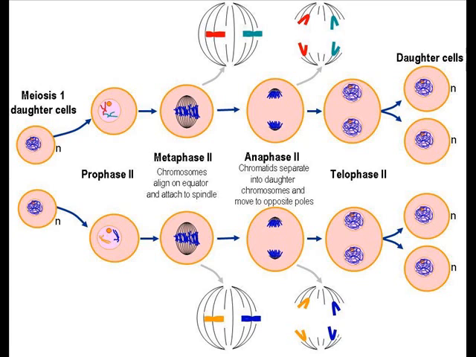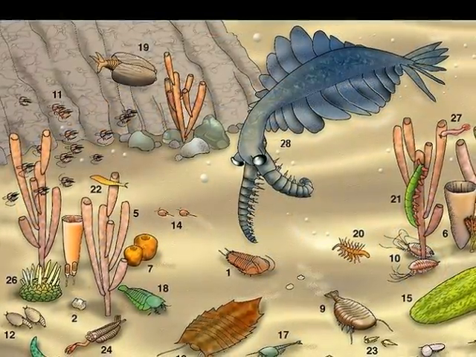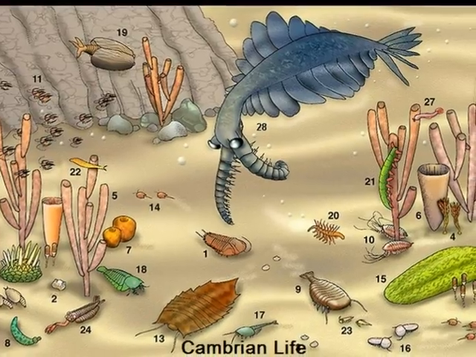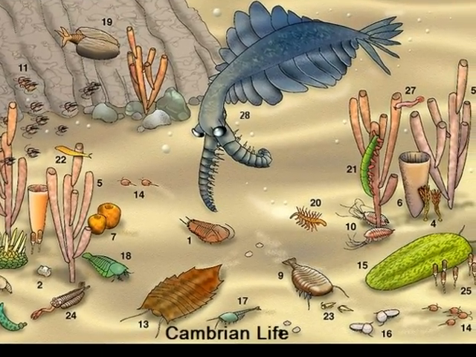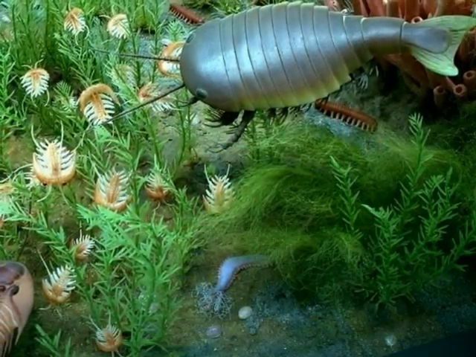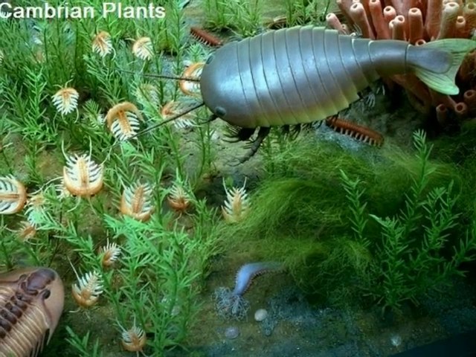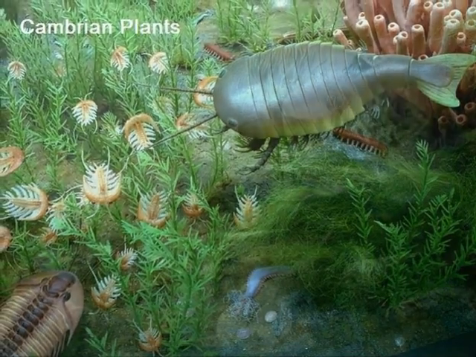This would allow for the shuffling and reshuffling of genes each generation and for rapid evolution to occur. Evolution during the Cambrian period has been termed the Cambrian explosion. A great diversity of animals appeared in the Cambrian seas. In addition to the appearance of a great variety of animals, an equally diverse group of plants began to appear in the oceans during the Cambrian period.